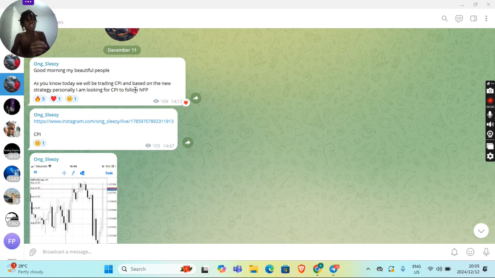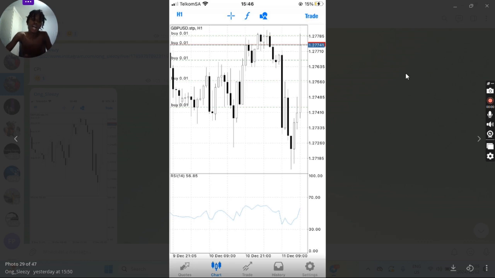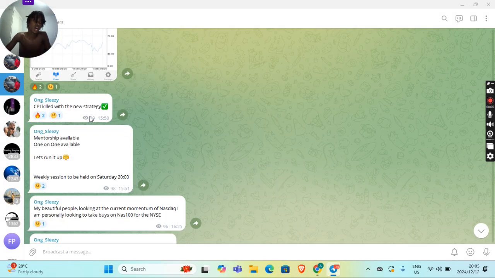We're trading patterns. We're trading what it usually does, how it usually reacts to certain events, because these events react to one another. Every event basically builds up to the next event. That's basically my understanding in terms of fundamentals. And first things first, as you can see, CPI was chopped. CPI was killed.